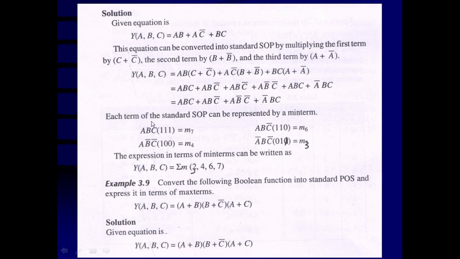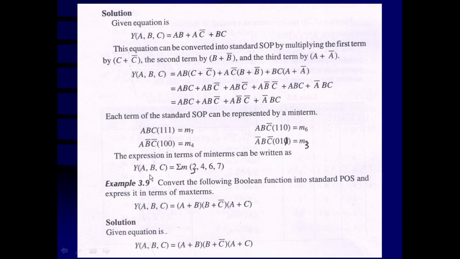For each min term, ABC is 1, 1, 1, that is M7. ABC bar is 1, 1, 0, that is M6. Next one, A B bar C bar, is equal to 1, 0, 0, that is M4. And A bar BC is equal to 0, 1, 1, that is M3. Here it should actually be C instead of C bar.